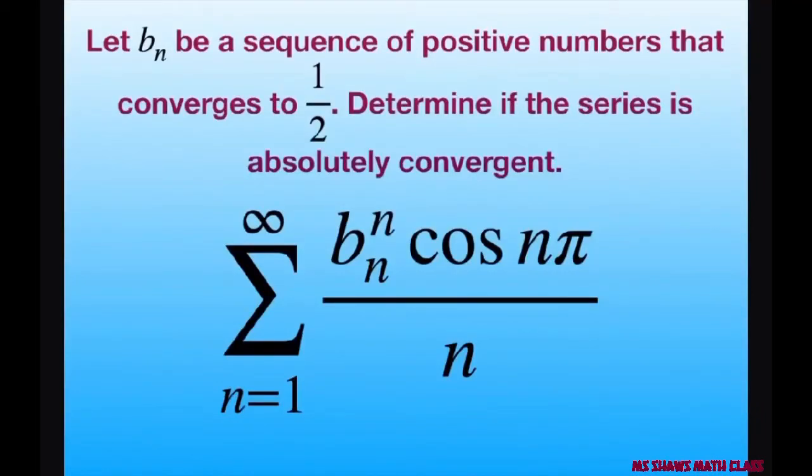Everyone, we're going to let b sub n be a sequence of positive numbers that converges to 1/2. Then we're going to determine if our series is absolutely convergent. So let's look and see what we have. The first thing I want to do is look at this cosine.